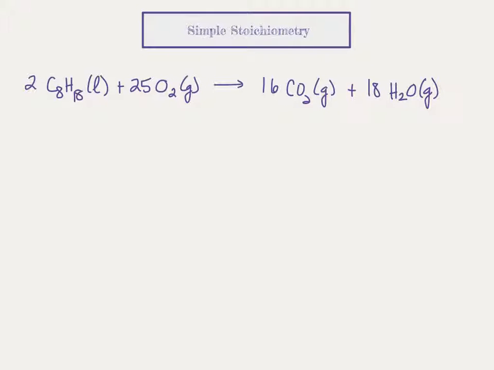Many beginning stoichiometry problems will give you a known mass of one chemical and ask you to calculate another. For example, let's say our question gives us 5.27 grams of the octane molecule and is asking for how many grams of carbon dioxide that would produce.